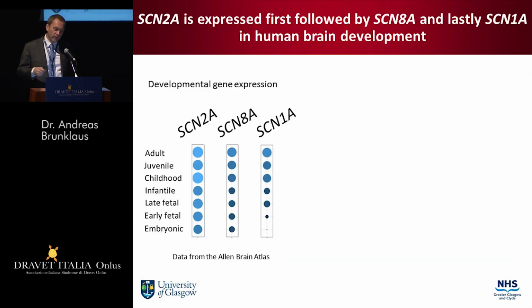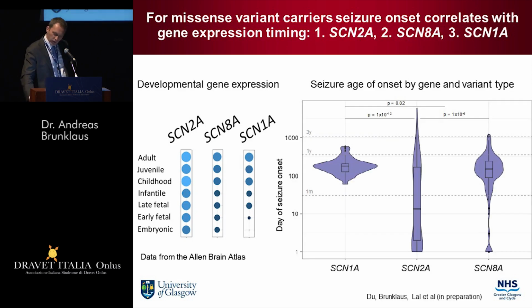Now, SCN2A is expressed first, followed by SCN8A, and lastly SCN1A in human brain development. This is, again, the data from the Allen Brain Atlas. You can see here, again, embryonic expression up to adult life for SCN2A first, followed by SCN8A, and then by SCN1A later. And we now compared this to the actual age of seizure onset by gene and variant type.